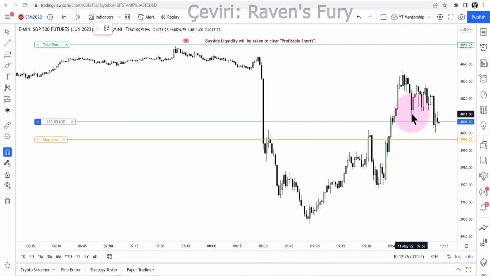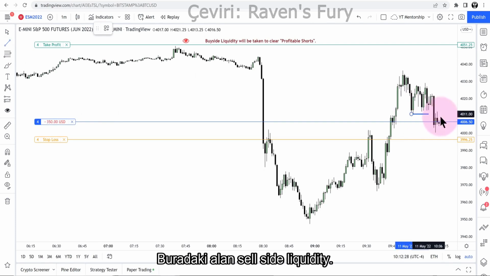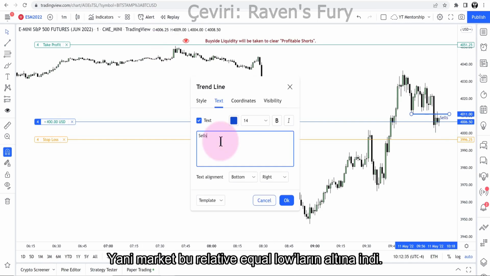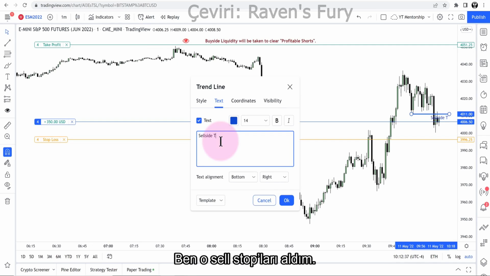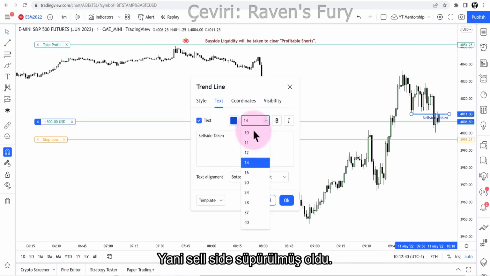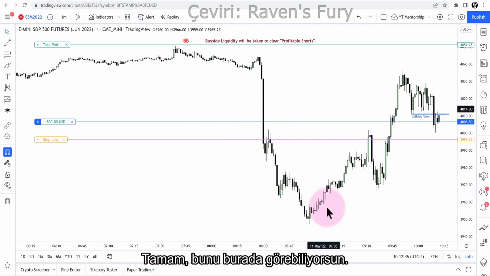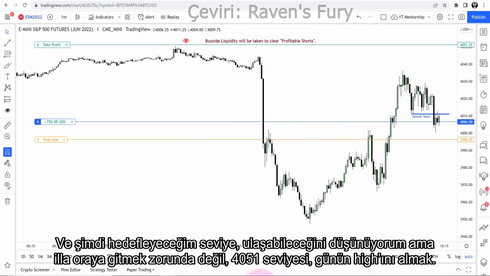All right. This here is the sell side liquidity. So the market has dropped below those relative equal lows. I bought those sell stops. So the sell side is taken. Okay, so you can see that here. And now what I'm going to target, even though I think it could go, but it may not really get there. It can go to 40.51 and take out the high of the day.